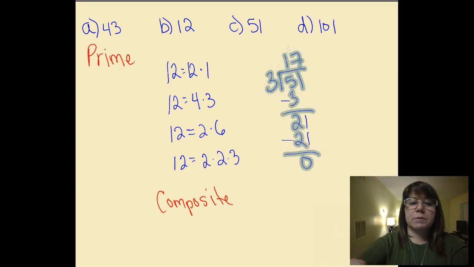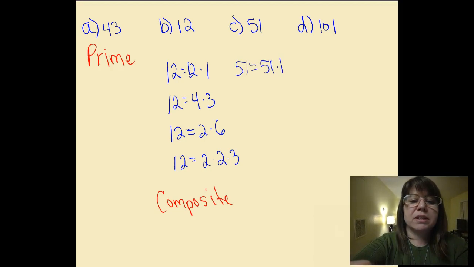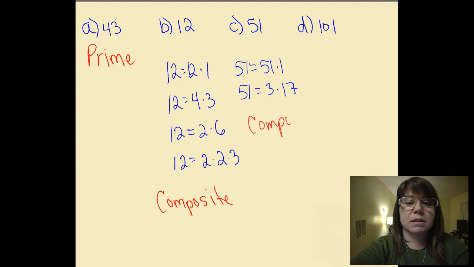So let me erase that. So 51 will equal, of course, 51 times 1, but 51 is also 3 times 17. Therefore, 51 is also a composite.